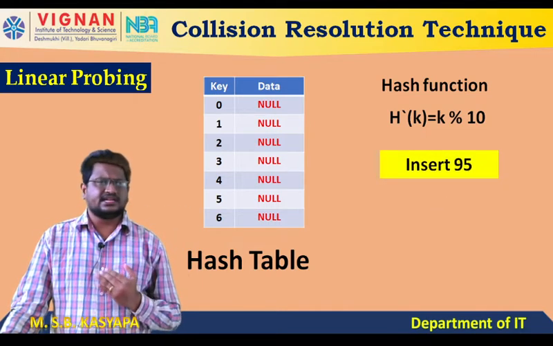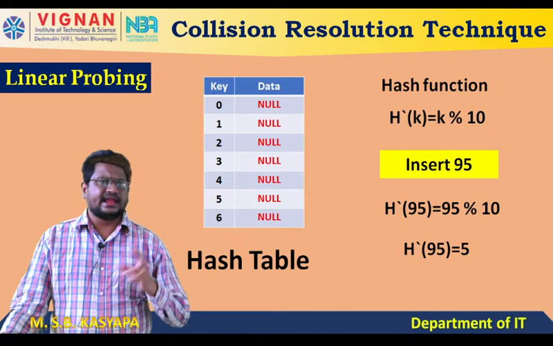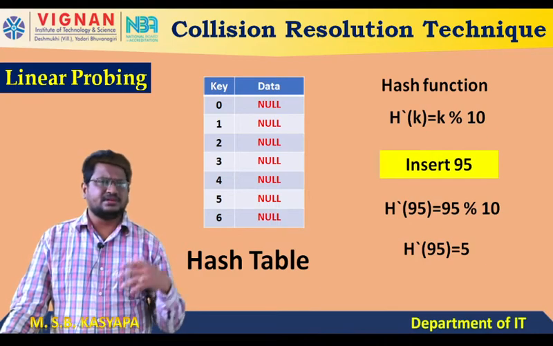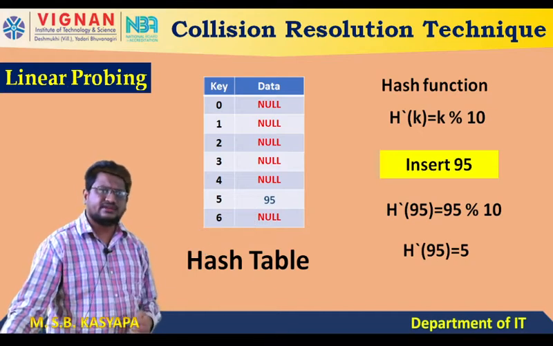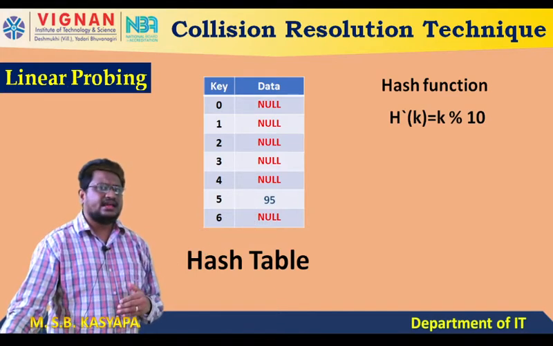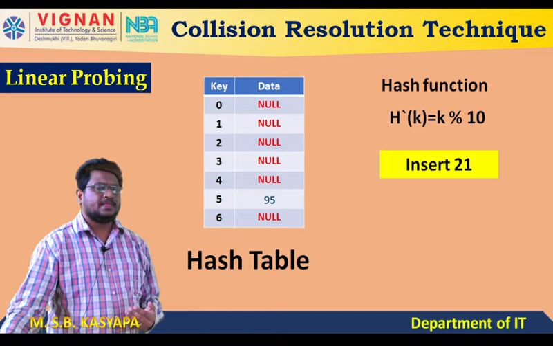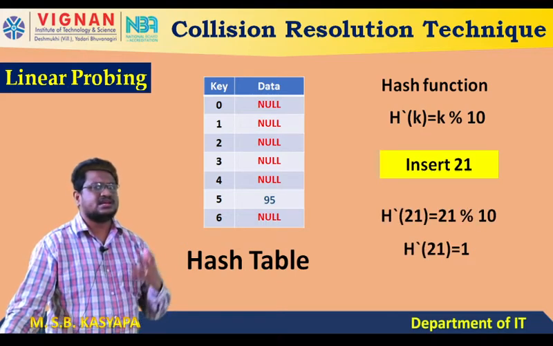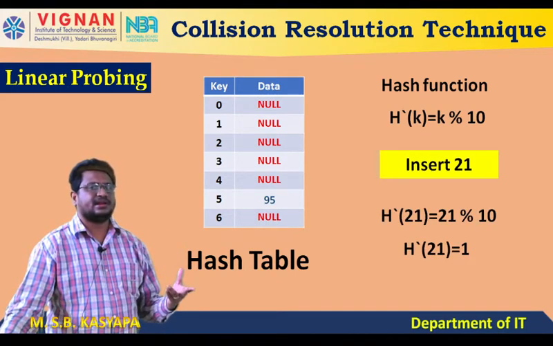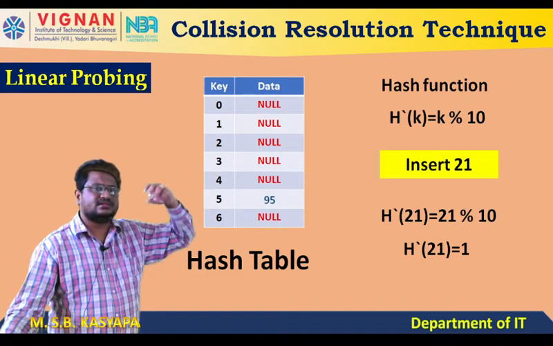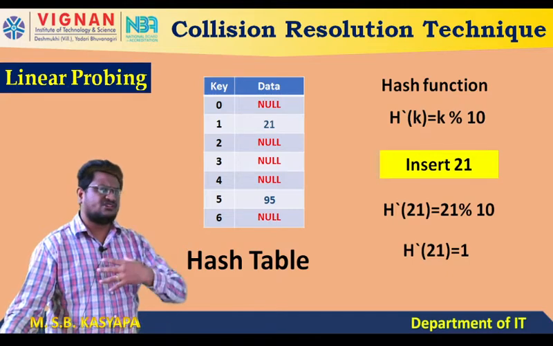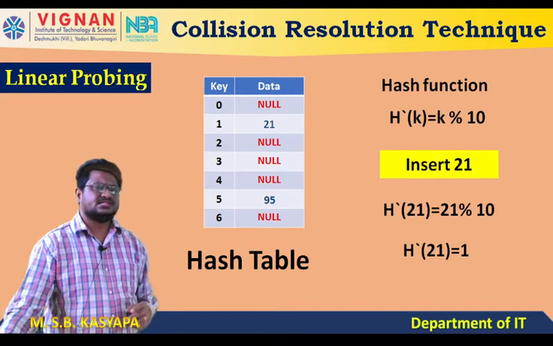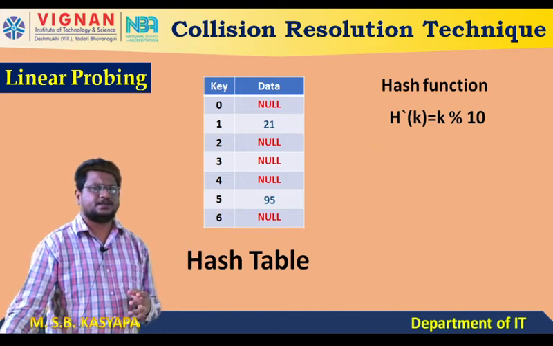Now, if I want to insert 95, as you know the drill, 95 percentile 10 means it can be stored at 5. So, 5 is already available, so I am storing 95 at 5. Again, I want to insert 21. So, 21 percentile 10 means the key is 1, and 1 is available, so the value can be stored at 1. Up to now these are common things in any hash table or hash function.